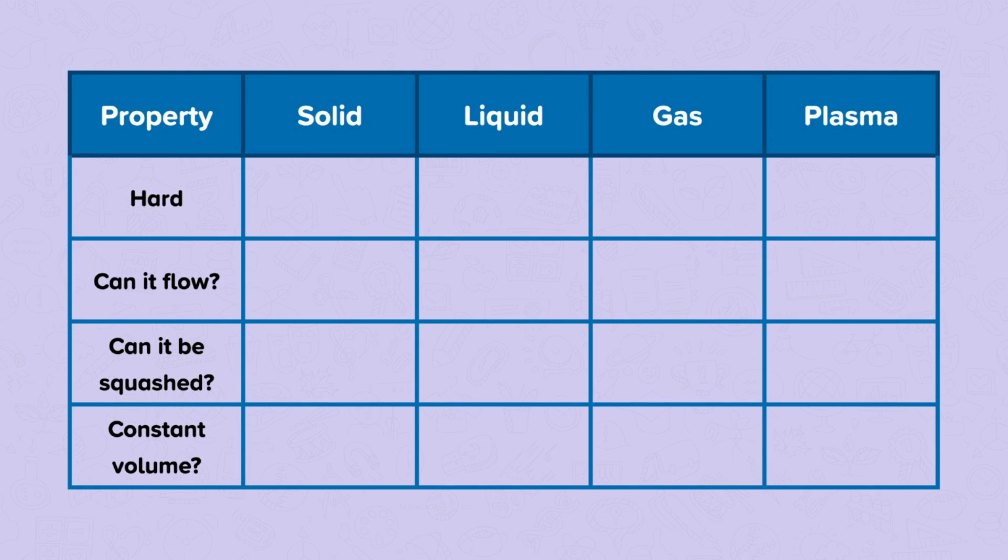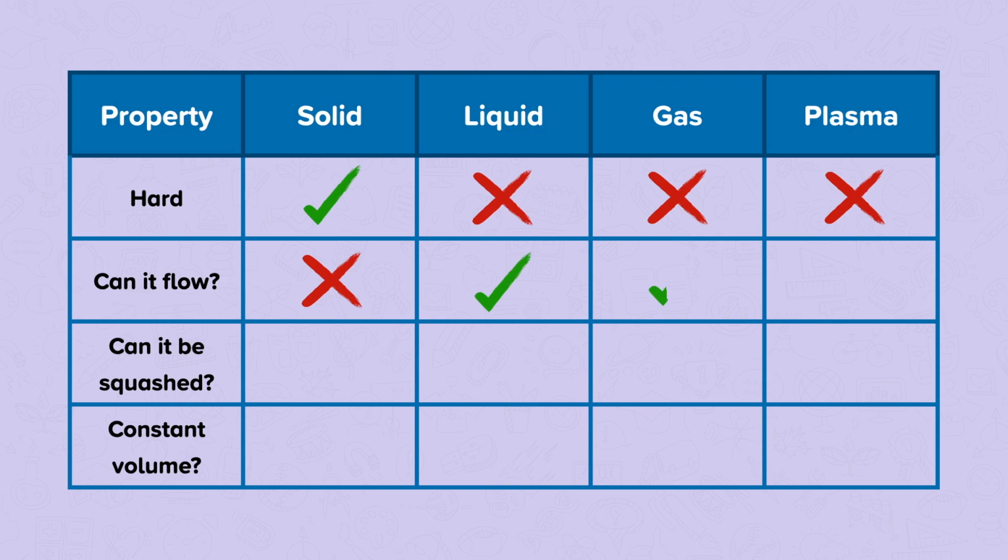So let's compare these properties in a table. Solids are hard. Liquids are not hard. Gases are also not hard, and neither are plasmas. Can it flow? Solids cannot flow. Liquids, gases, and plasma can all flow. They are called fluids.